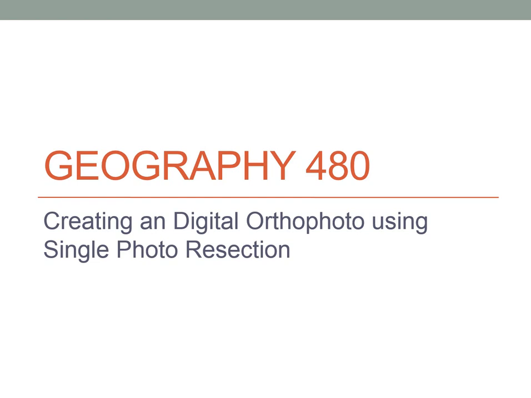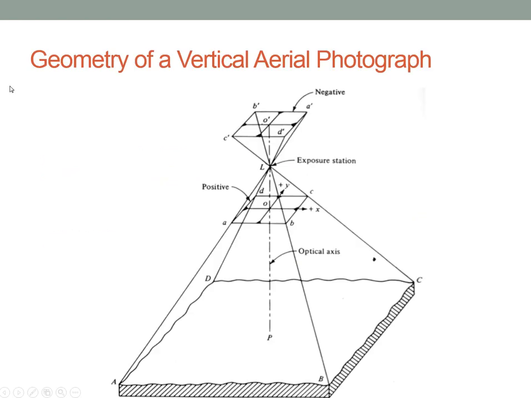The purpose of this video is to demonstrate orthorectification of a single frame aerial photograph using a technique called single photo resection. In single photo resection, we use known points on the ground to resect, or reverse engineer, the location and orientation of the camera with respect to the ground.